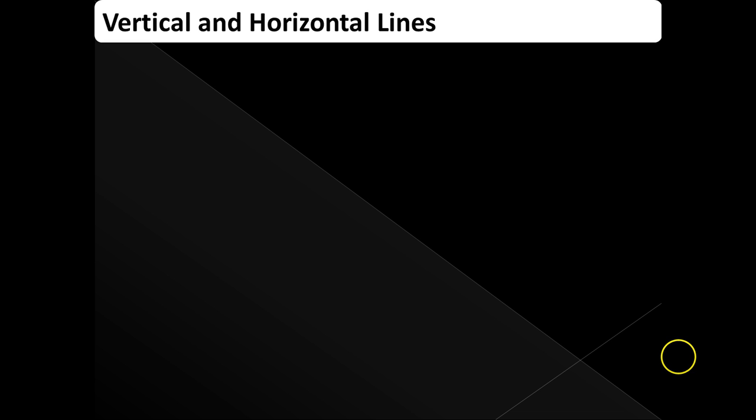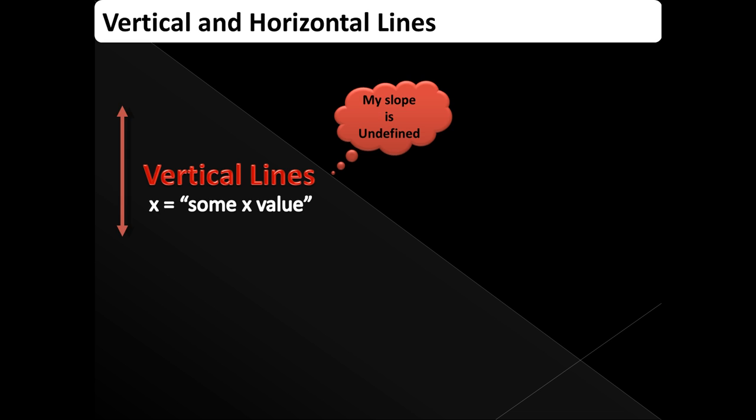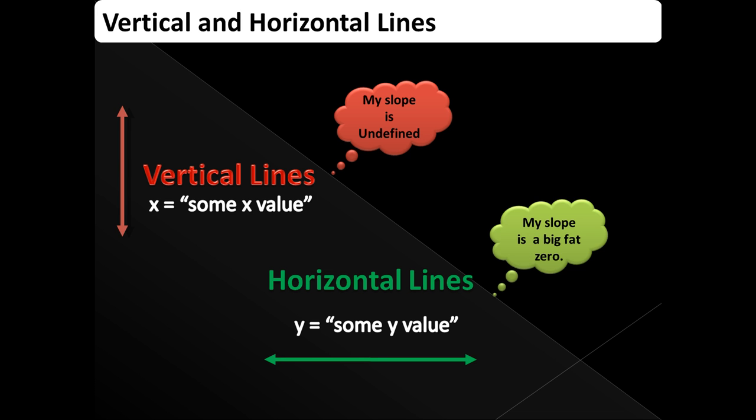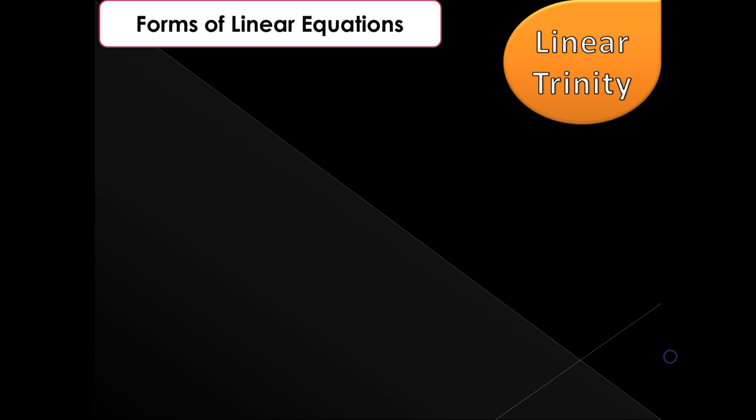Also a quick reminder for you, vertical and horizontal lines. A vertical line, slope is undefined, and the equation of a vertical line is x equals some x value, whatever x-intercept that line happens to pass through on the coordinate plane. And similarly, horizontal lines, remember their slopes are always 0, and their equations are y equals whatever y coordinate that line happens to pass through on the y-axis.